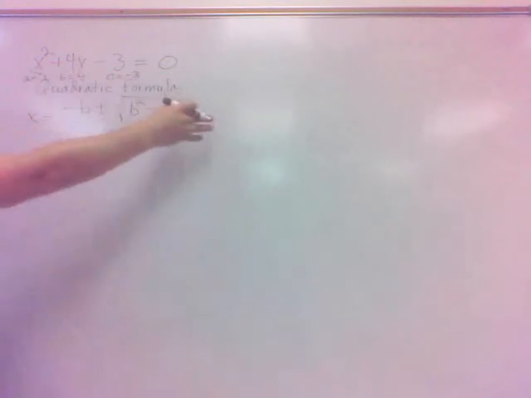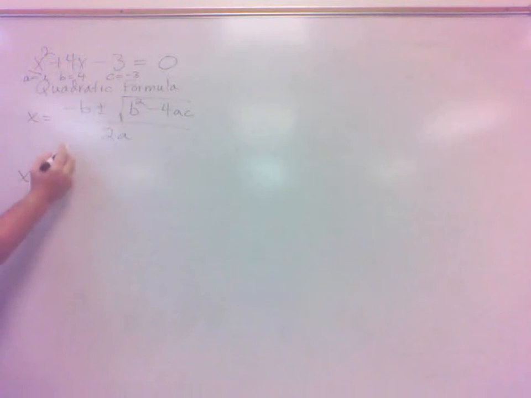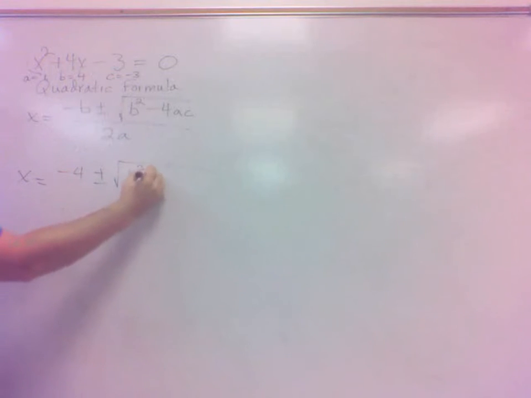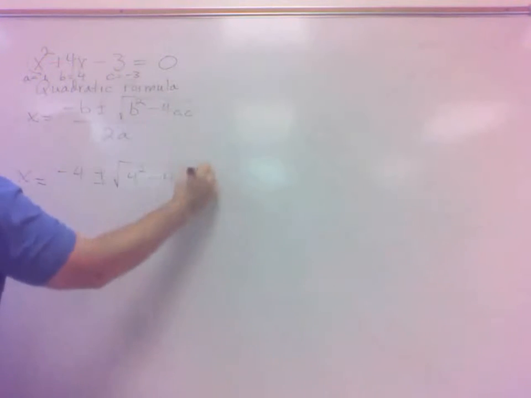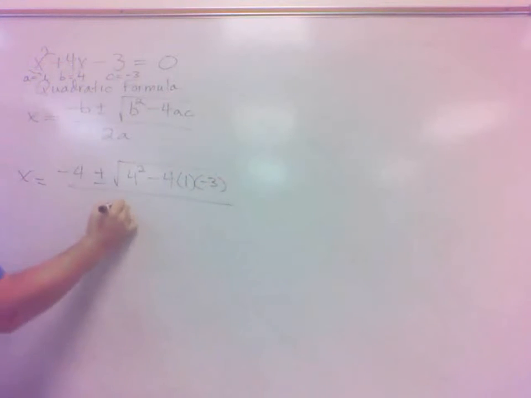So I'm going to plug those into various places in this formula. The way I like to think of the first part, the minus b, is it just means the opposite of b. b is 4, so the opposite of b would be negative 4. Then I do plus or minus the square root of b squared, so I'm going to square the b, that would be 4 squared. Minus 4 times a, which is 1, times c, which is negative 3. And then divide that by 2 times a, which is 2 times 1. All right. Then I just simplify all that.